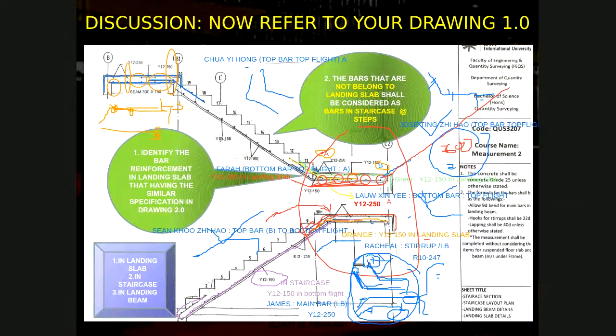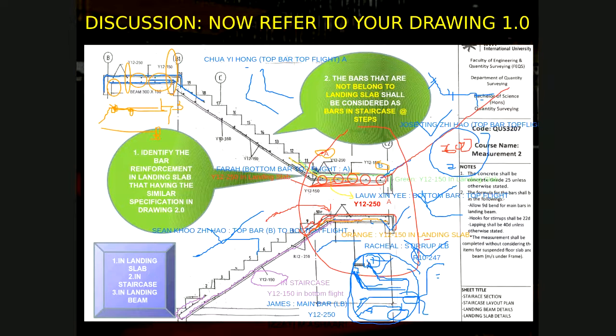You can see that the main bar is using Y, but the stirrup is using R. So basically, if the categories are different, you cannot combine them all together. And number two, definitely you can see that the sizes are different as well. One is Y12 and the other is R10. So in terms of diameter, definitely different, so it cannot total up. So that means this one should be one item, and the bar reinforcement inside this also should be one item.